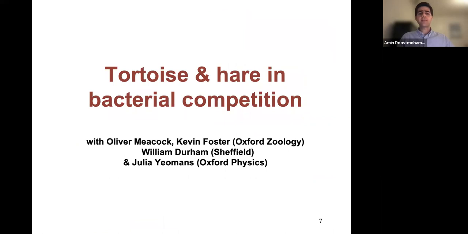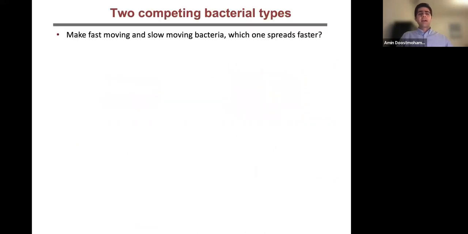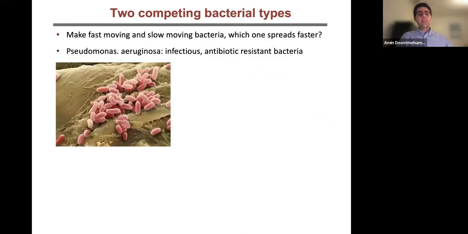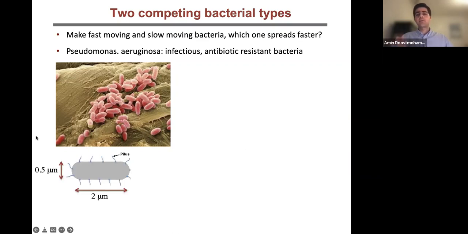So the first example that I want to talk about is in collaboration with Kevin Foster at Oxford Zoology and Mac Durham at Sheffield and Julia Yeomans at Oxford. And the idea is pretty simple. There's this highly infectious Pseudomonas bacteria. These bacteria move by using these pili. They're like legs that they use to grab on surfaces and move.